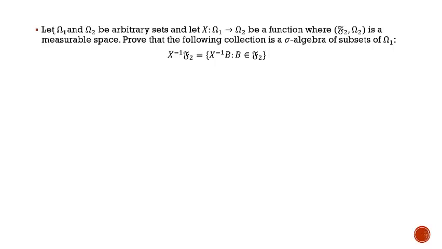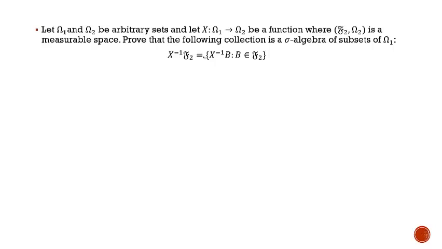Exercise number 4. Let omega 1 and omega 2 be arbitrary sets and let X be a function from omega 1 to omega 2, where (omega 2, F2) is a measurable space. Prove that the following collection is a sigma algebra of subsets of omega 1. X minus 1 of F2 is equal to the set composed by the preimages of elements in F2.